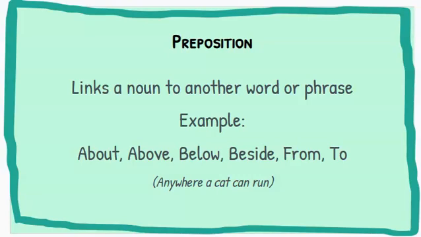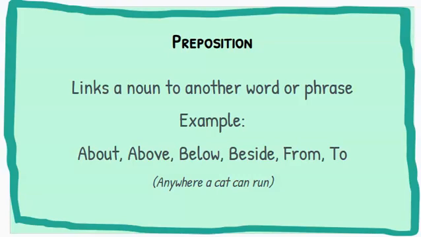Prepositions link a noun to another word or phrase. So about, above, below, beside, from, to, and there are many more. Some of them don't always follow the rule that I'll give you next, so there are exceptions. The wonderful thing about the English language is that we have rules and then we violate our rules. So there are always exceptions.